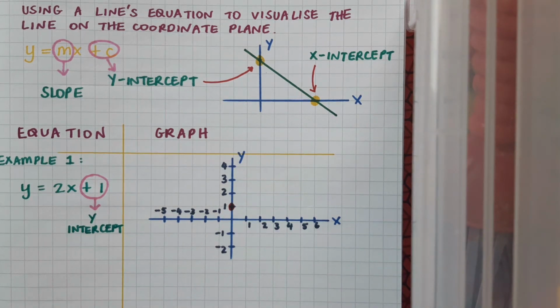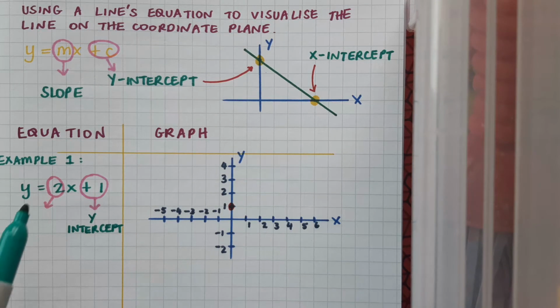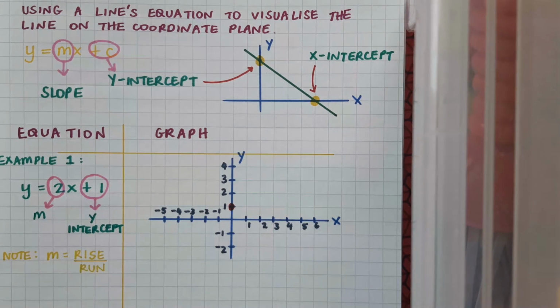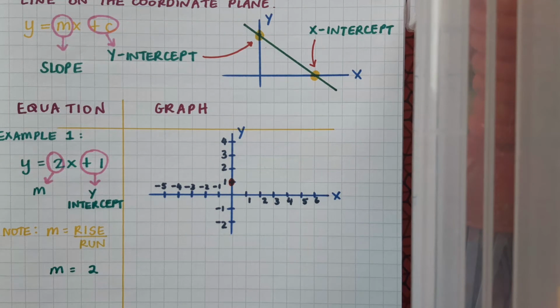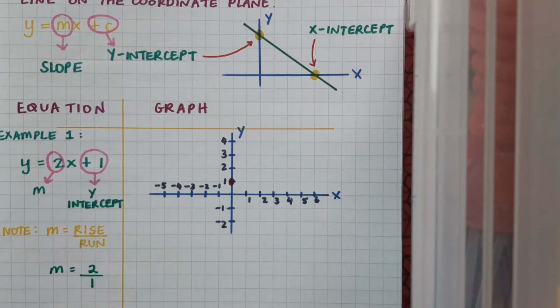Okay, so now back to the equation again. I note that the coefficient of x is 2. So this tells me the slope of the line is 2, and I'm abbreviating that to m for slope. Note the slope is rise over run. In this case, the slope of 2 could be written as 2 over 1 if I want to clearly see what the rise and run are.